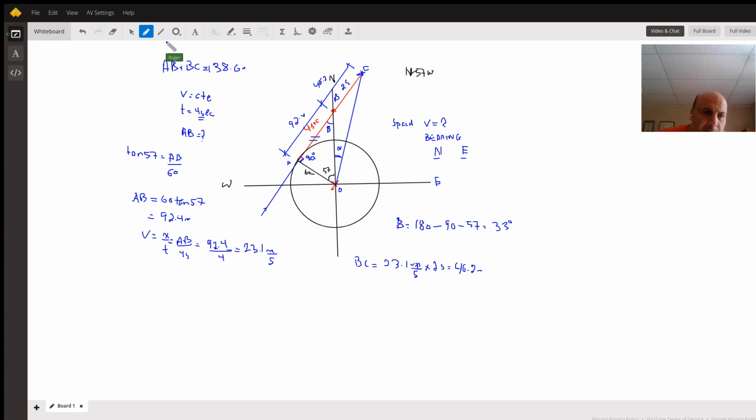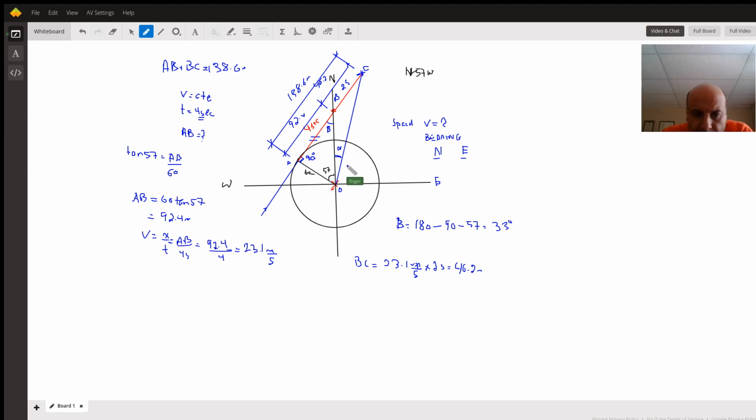Which distance are we talking about? We're talking about this distance here. Now, this whole thing. I'm going to graphically show it to you. Right here. This distance is 138.6 meter.